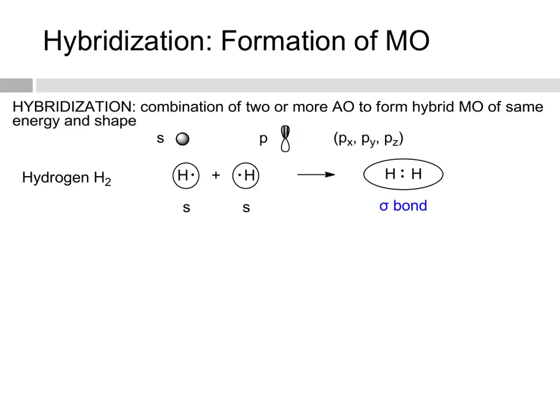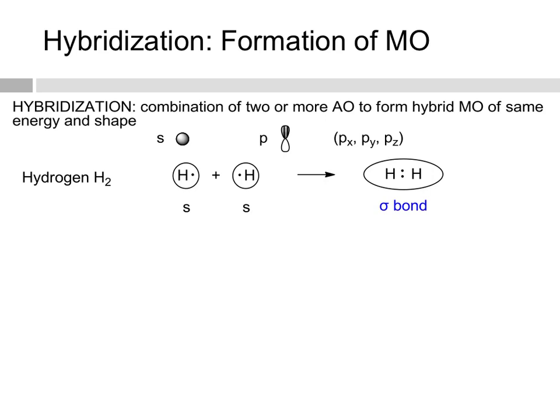This lecture is about hybridization. Hybridization is the combination of two or more atomic orbitals to form hybrid molecular orbitals of the same energy and shape. Recall from introductory chemistry that you have the s, p, d, and f orbitals.